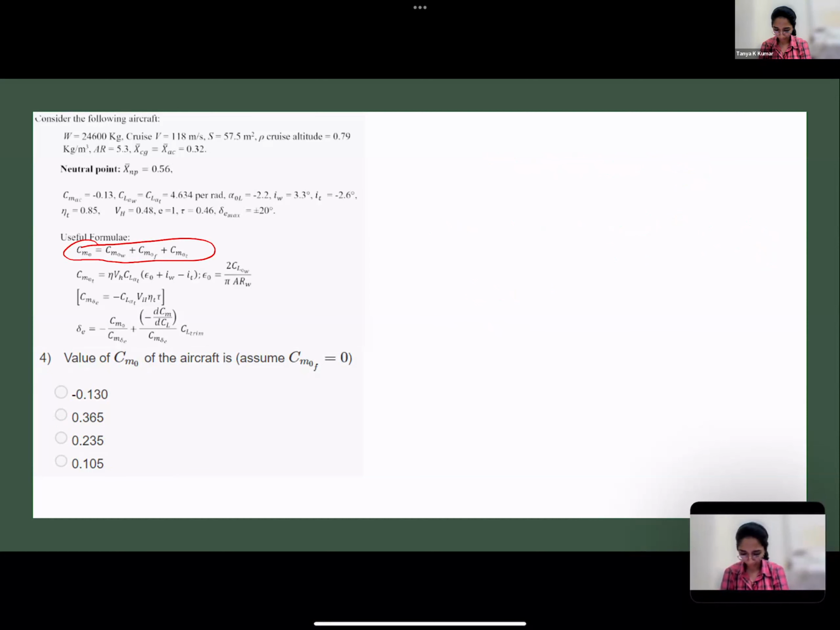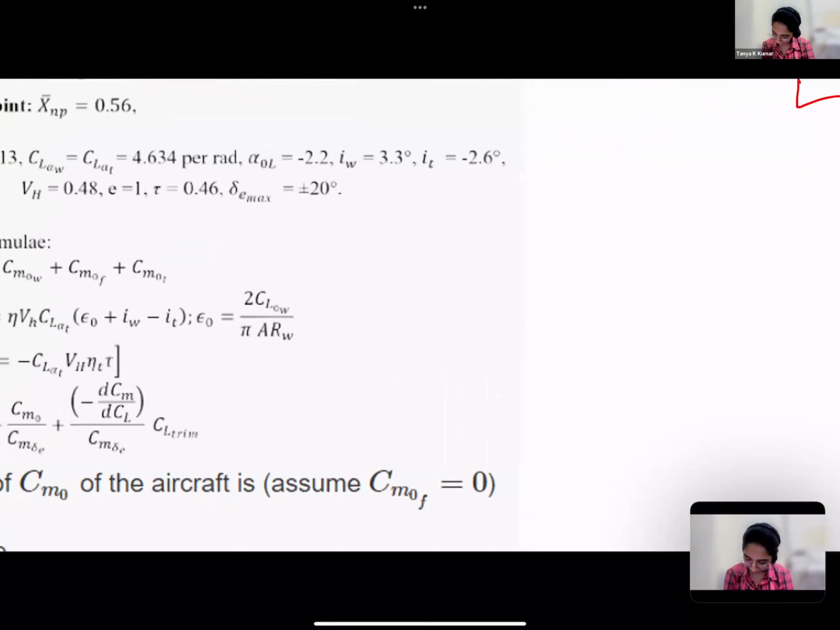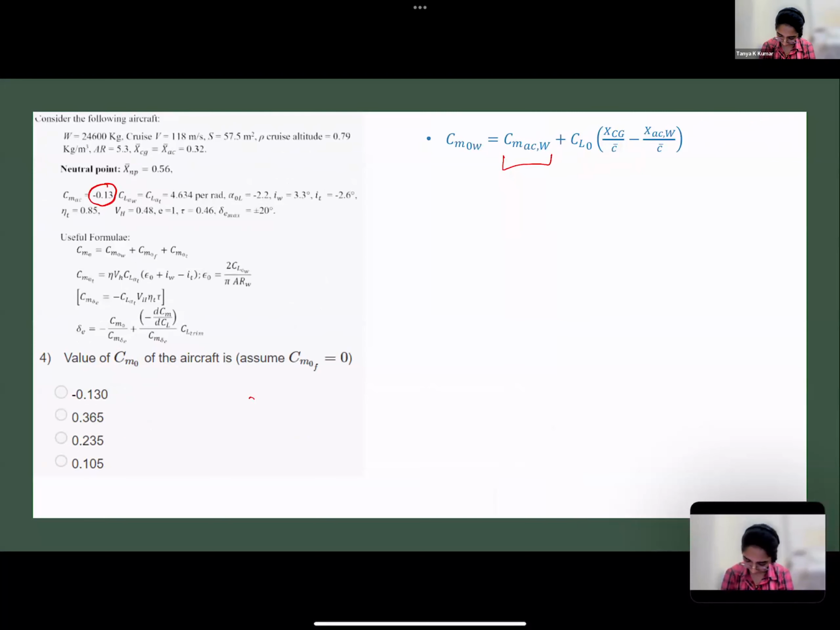Any idea what the formula would be for the CM0 contribution of the wing? It's one of the first equations that we had derived. We had derived it even in the tutorial session actually. So CM0 of the wing has two contributions. One is from the CMAC wing. What is CMAC wing? When we transfer the aerodynamic forces from the CP, center of pressure, to the aerodynamic center, it comes with a moment. Here your CMAC is minus 0.13.